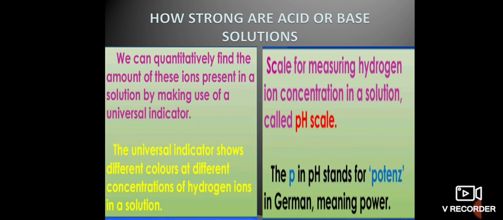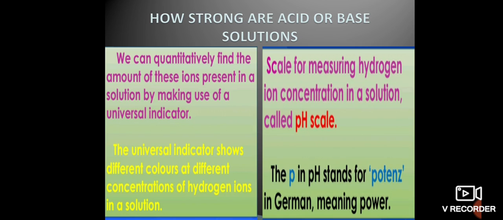Dear children, how strong are acid or base solutions? We can quantitatively find the amount of these ions present in a solution by making use of universal indicator. The universal indicator shows different colors at different concentrations of hydrogen ions in a solution. The scale of measuring hydrogen ion concentration in a solution is called the pH scale.